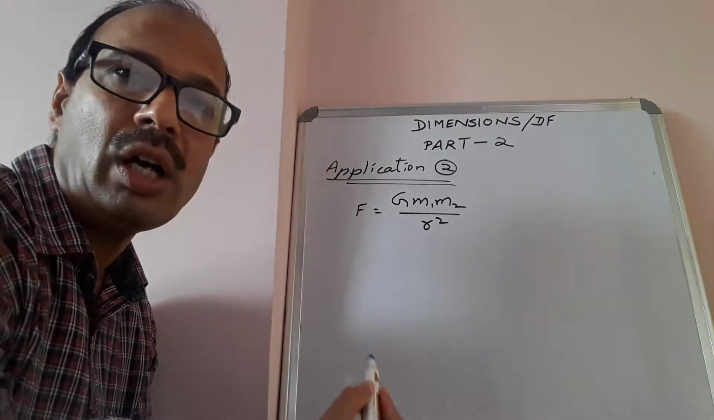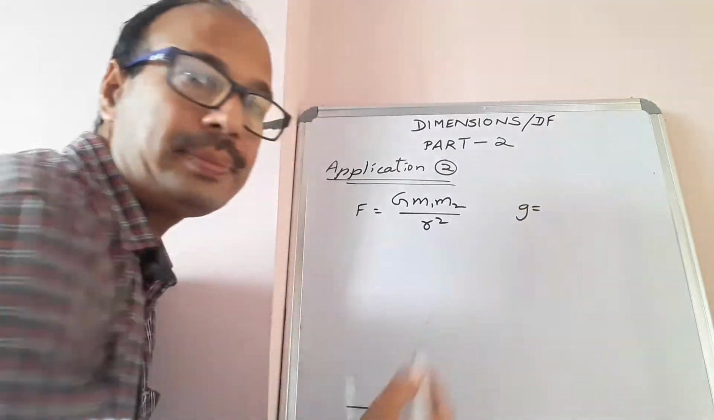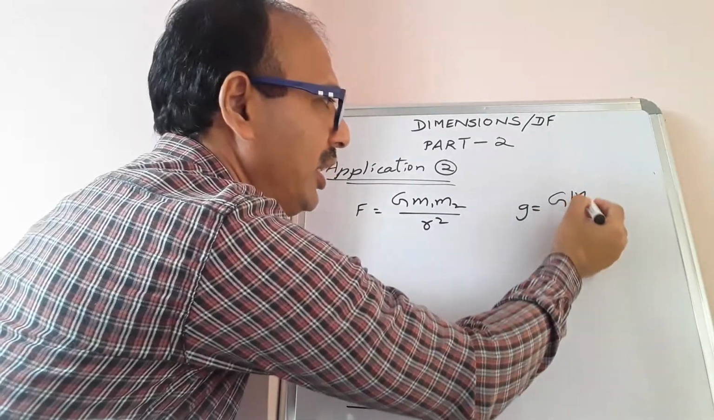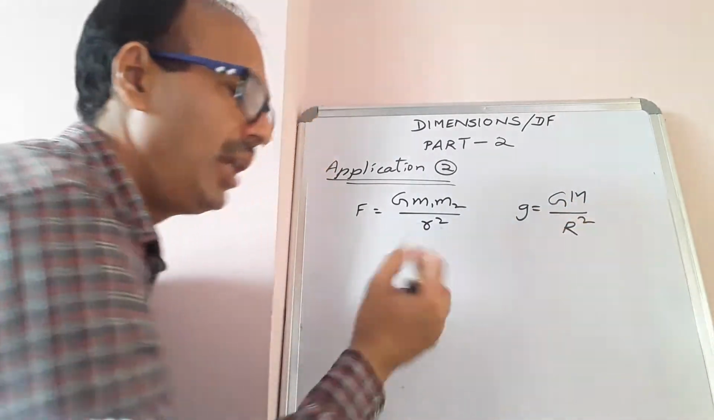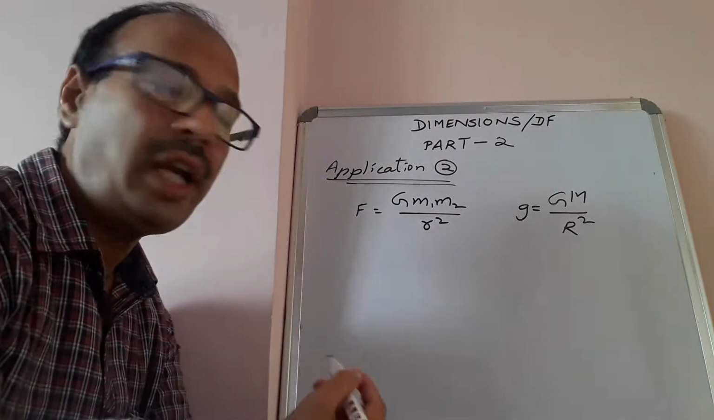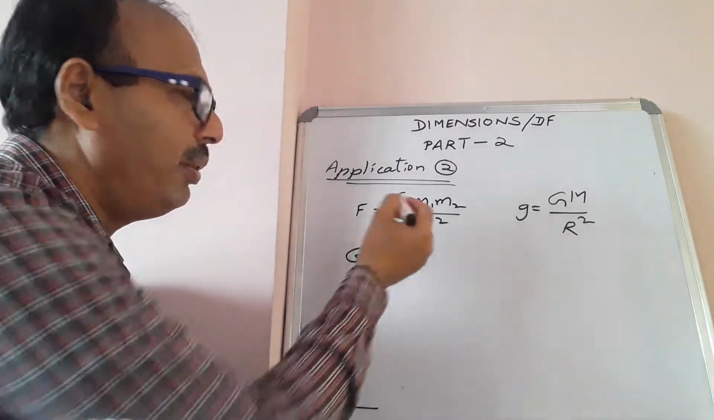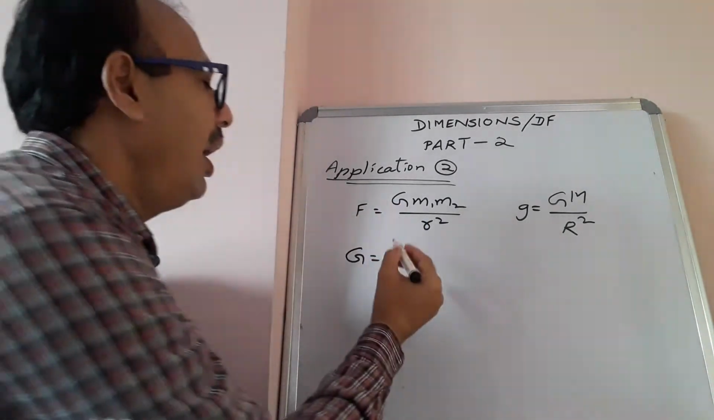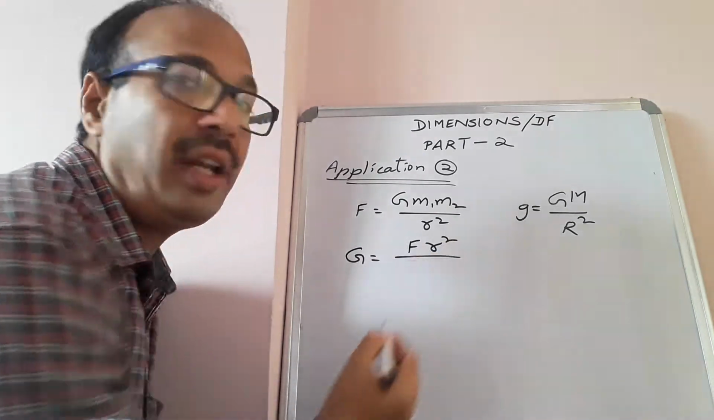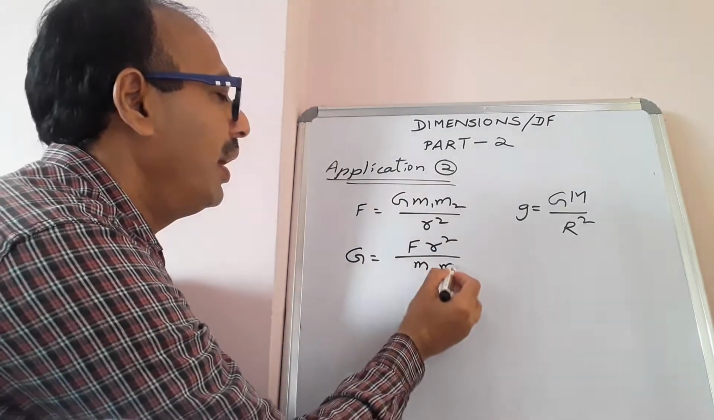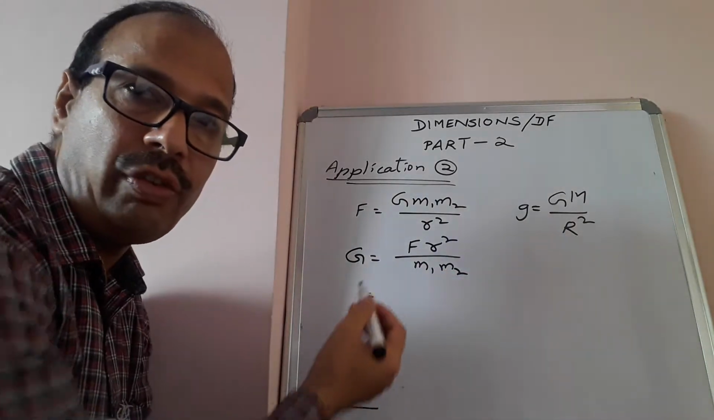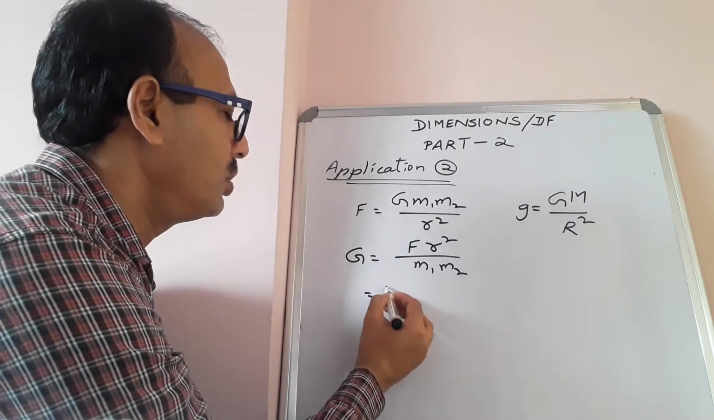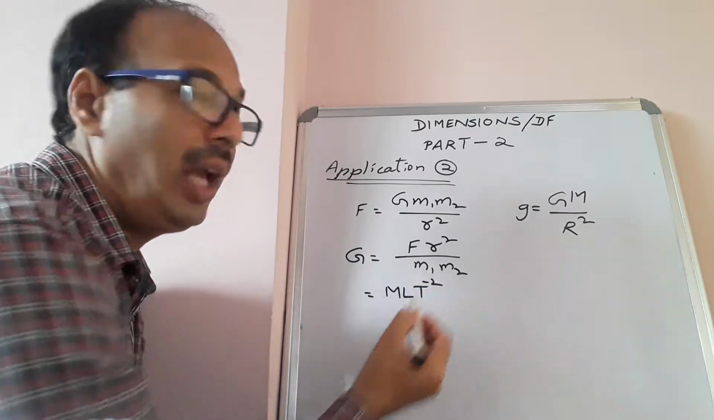We can use this formula or the relationship between small g and capital G, that is small g is equal to capital G capital M by r square. From either of the formulas we can derive this. For example, here if you use this formula, capital G is equal to F r square by m1 m2.